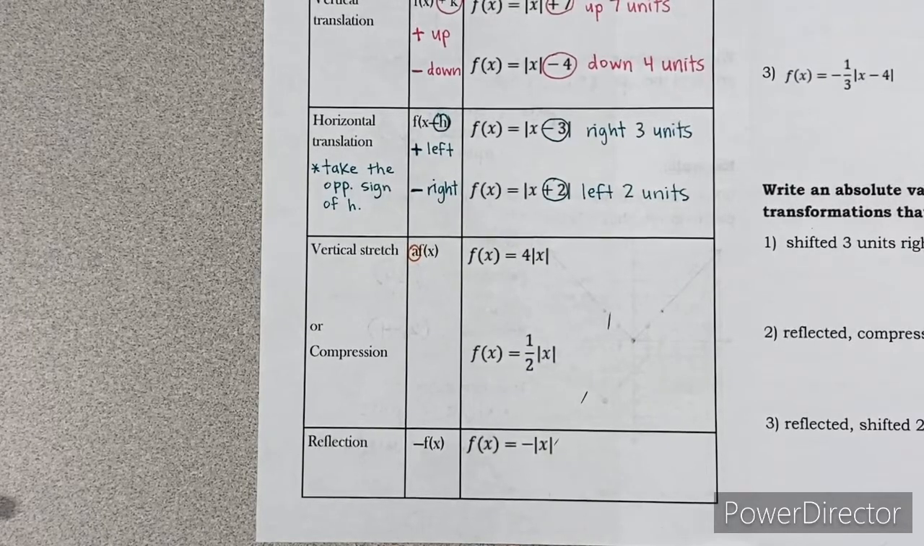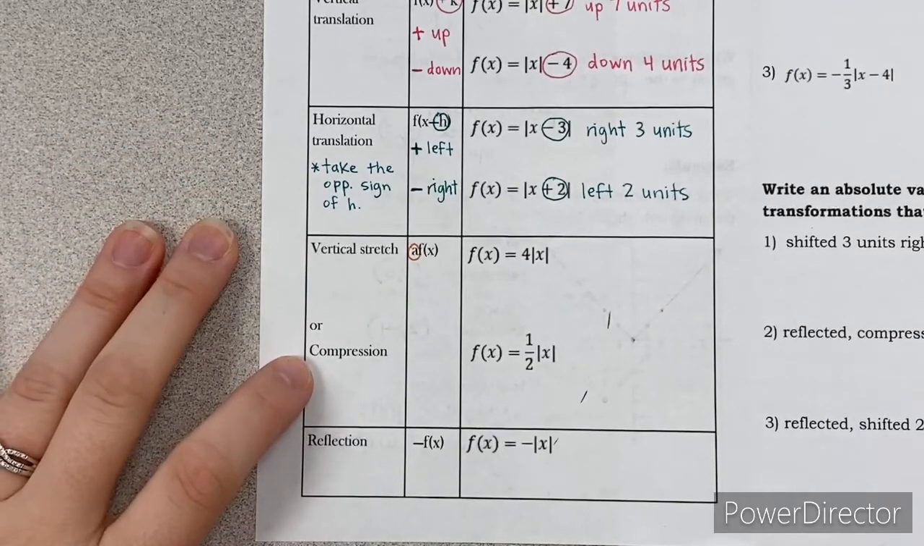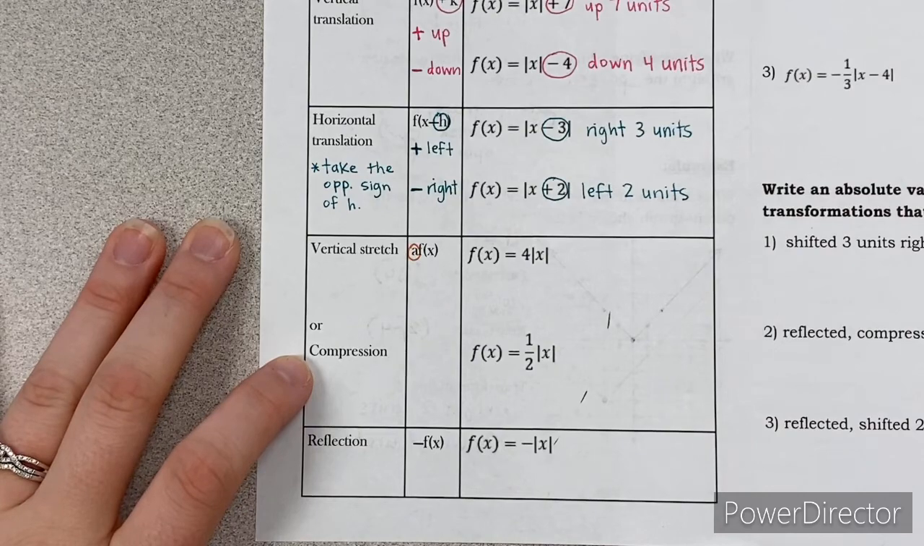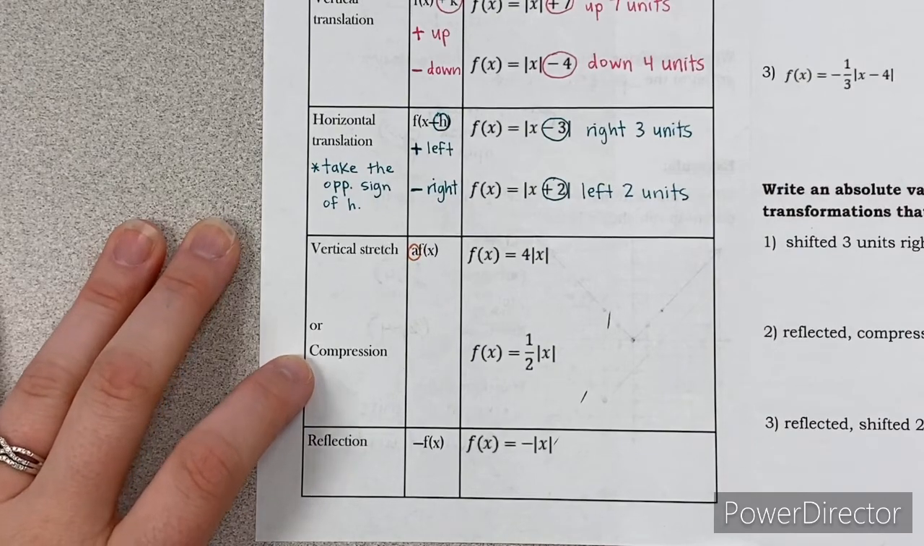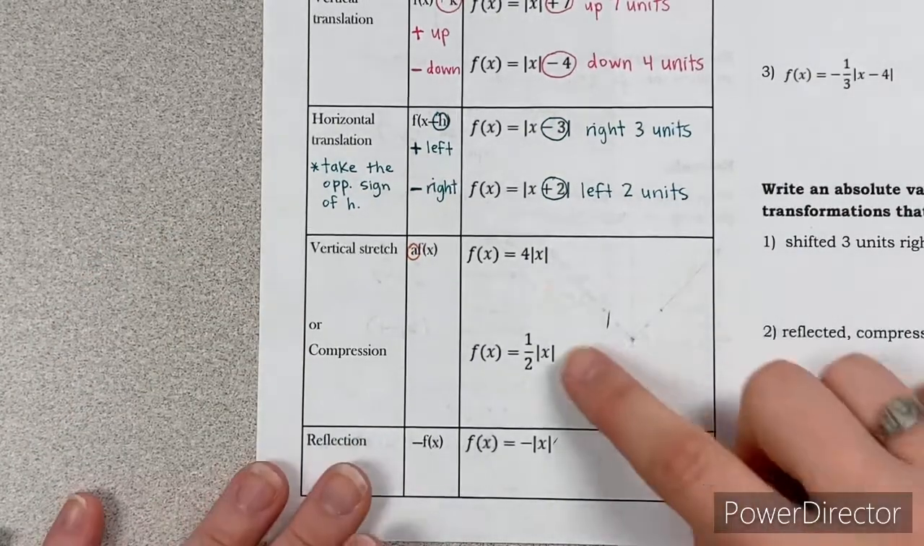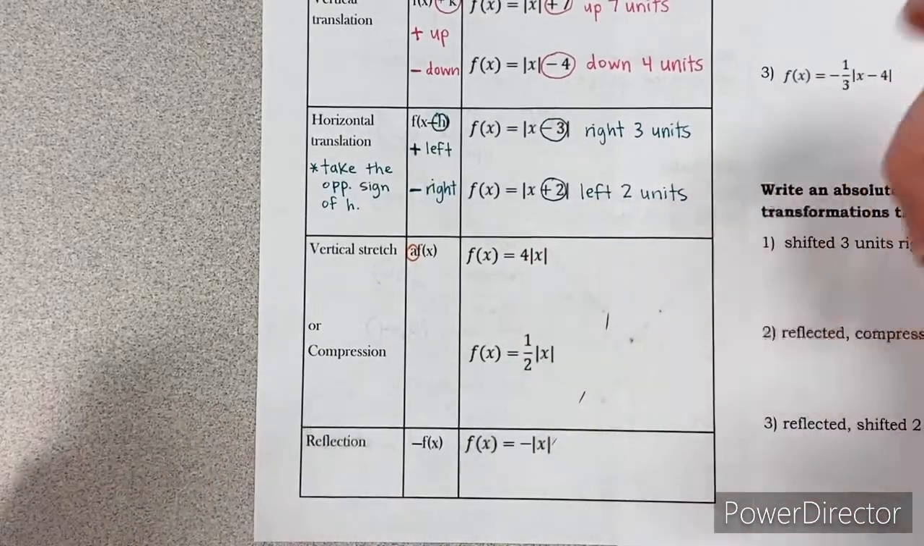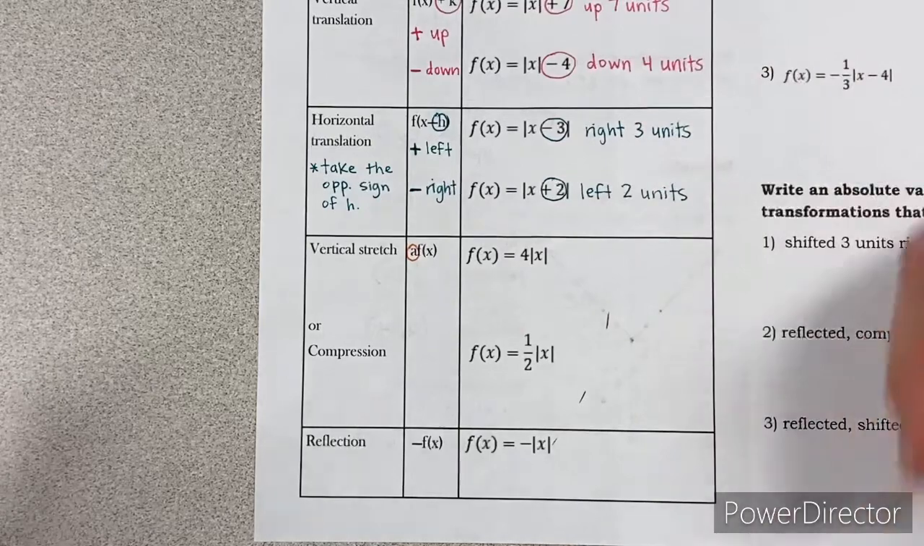So, vertical stretch, okay? We need to talk about vertical stretch and compression. One of them does something specific to the graph, the other one does the opposite. And it all has to do with the A value. So when we look over here, this 4 and this 1/2 does something specific to my graph. So we're going to work through these.